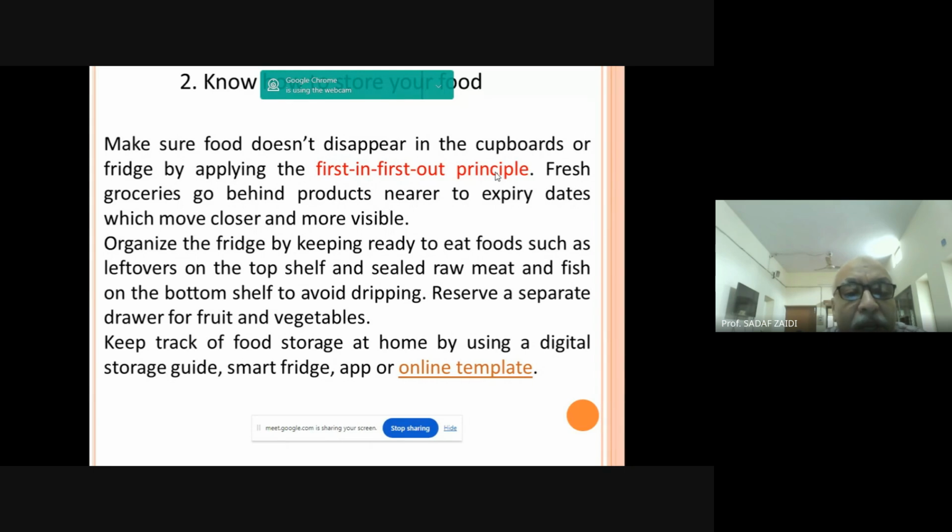The other thing is organize the fridge by keeping ready to eat food such as leftovers on the top shelf and sealed raw meat and fish on the bottom shelf to avoid dripping. Reserve a separate drawer for fruit and vegetables and keep track of food storage at home by using a digital storage guide, smart fridge or app, online app.